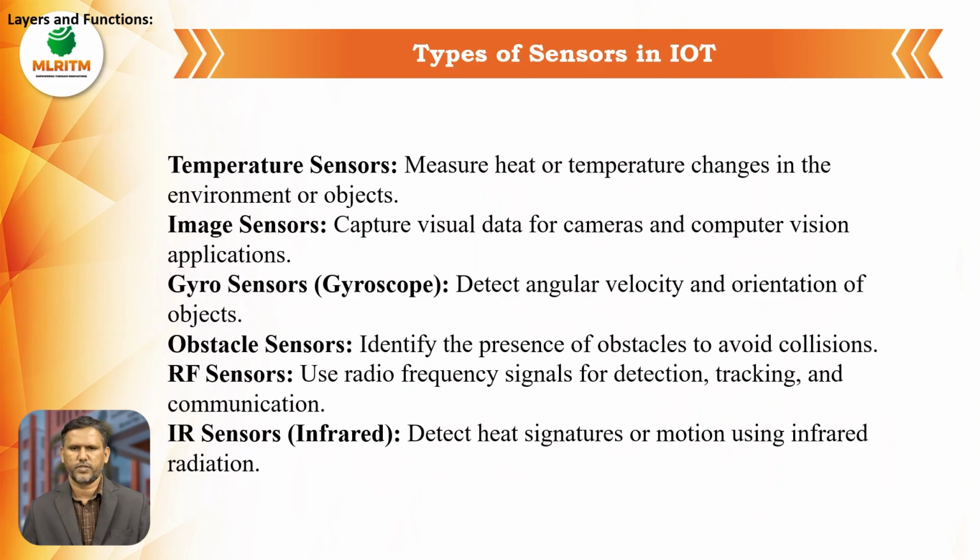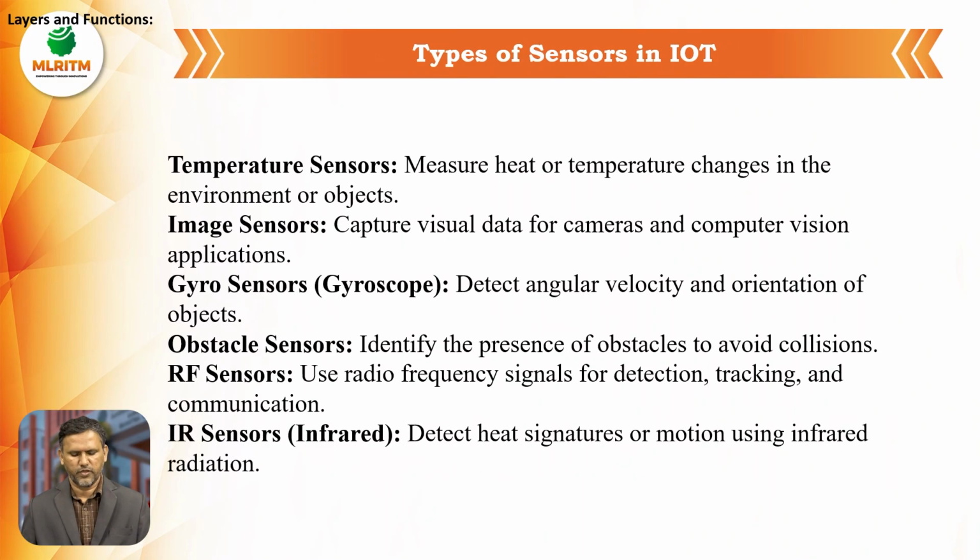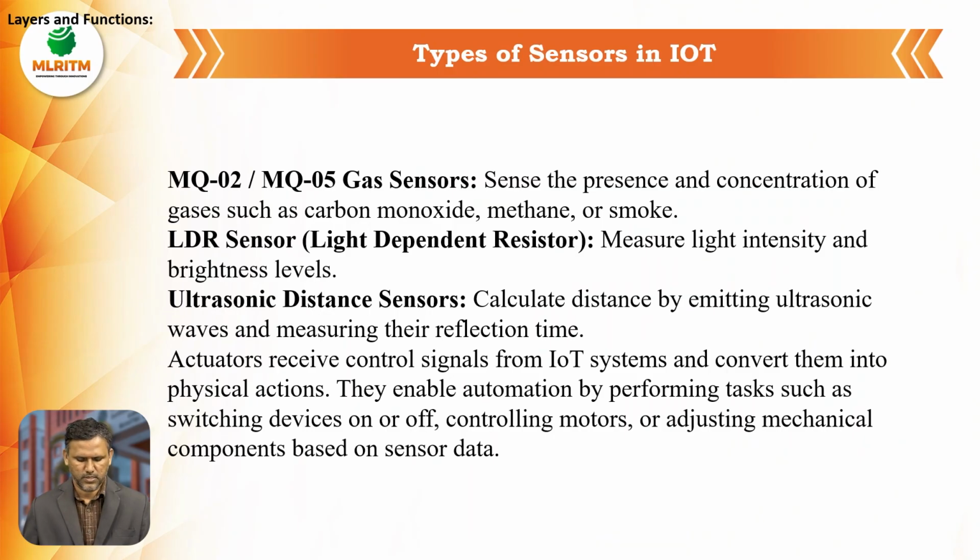So different types of sensors you can observe. Sensors are collecting the data from the environment. That is the main role of the sensor. Here there are different types of sensors like temperature sensor, image sensor, gyro sensor, obstacle sensor, RF sensors, and IR sensors. Different sensors are used for the collection of data in different forms. Next, gas sensors, LDR sensors, and ultrasonic sensors are also there.